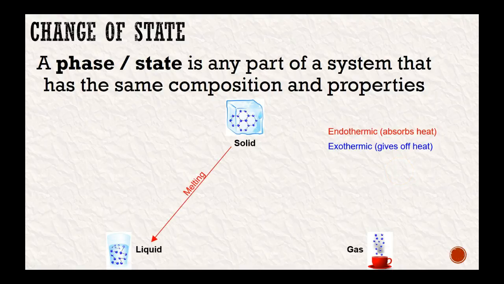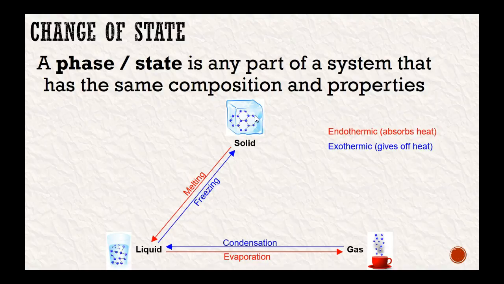So the solid to liquid transition is melting. That of course takes in heat to melt that solid ice into liquid water. Then we've got evaporation, which is going to be a liquid to gas transition. Now the exact opposite are going to be exothermic ones, things that actually give off heat as they go through their transition. Gas to liquid is going to be condensation, and liquid to solid is going to be freezing.